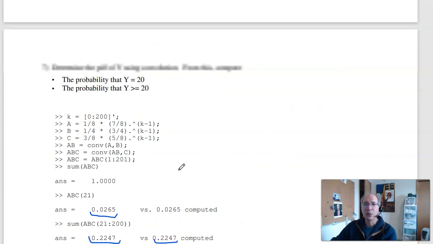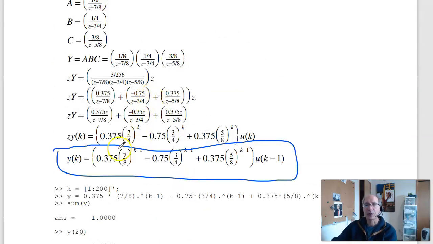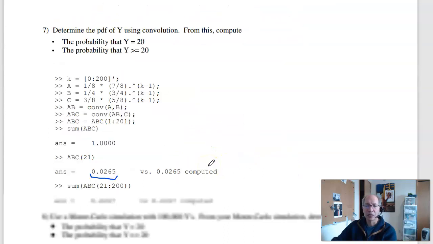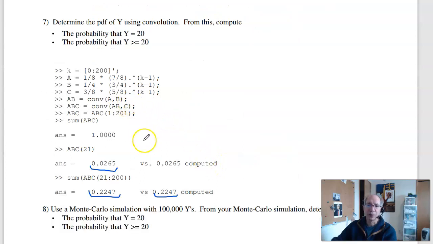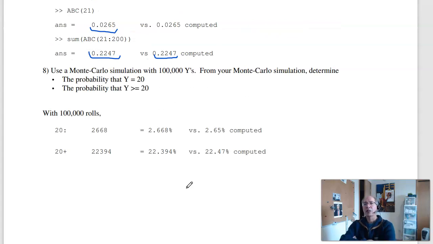So with geometric and Pascal distributions, there's a couple ways to solve. I can use the Z transform. This gives me an explicit equation for the PDF. I can use convolution. That doesn't give me an explicit equation, it just gives me numbers that I can use in MATLAB. I can also use the Monte Carlo simulation. Monte Carlo answers won't be exact, but they'll be close. And that's homework set number 5 for ECE 341.